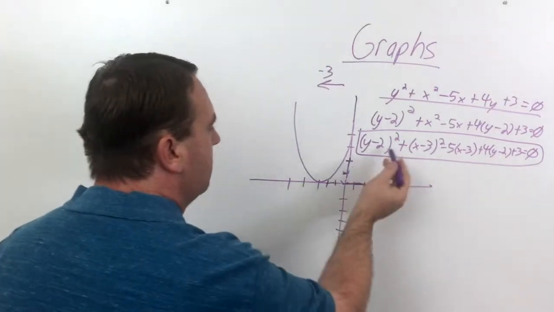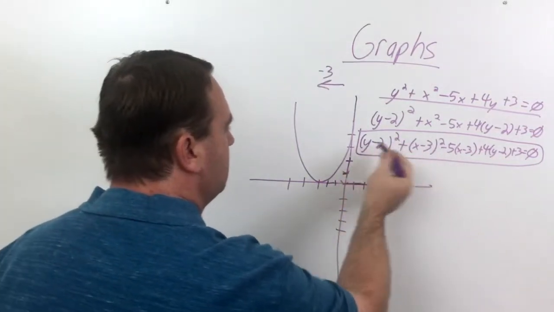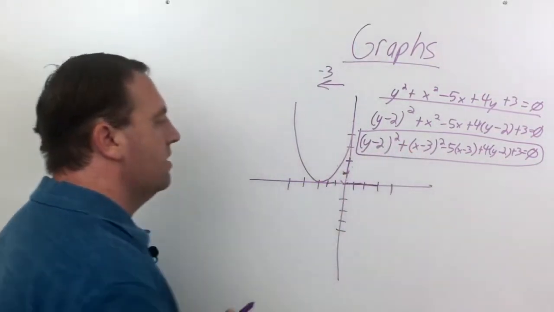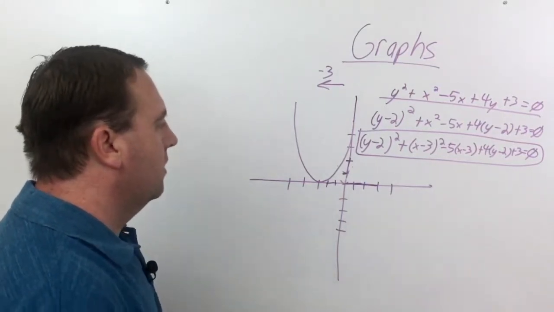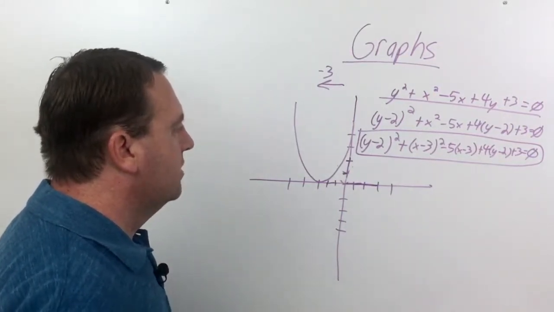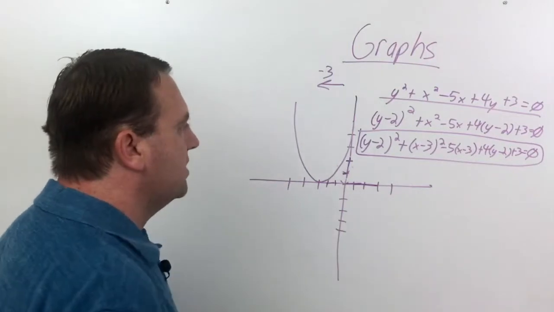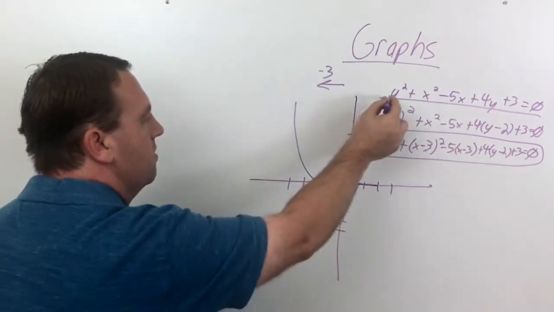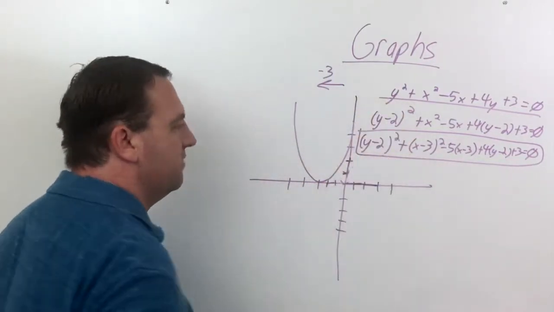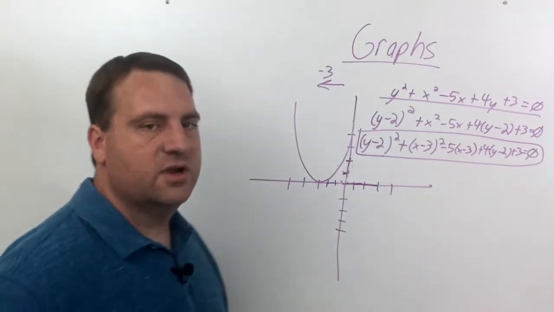And this actually becomes even more complicated if I take the square of these and expand them out. But you can see that the process of taking a graph that we know and generating a graph that's shifted is actually very straightforward.